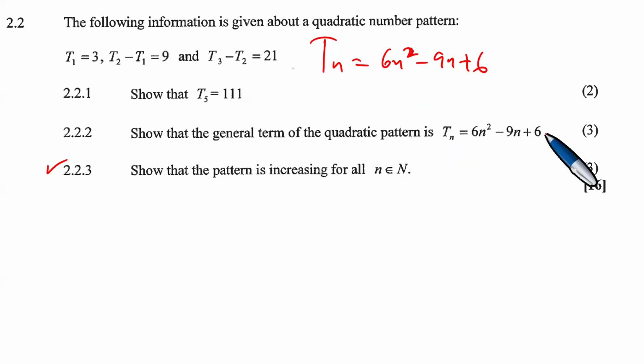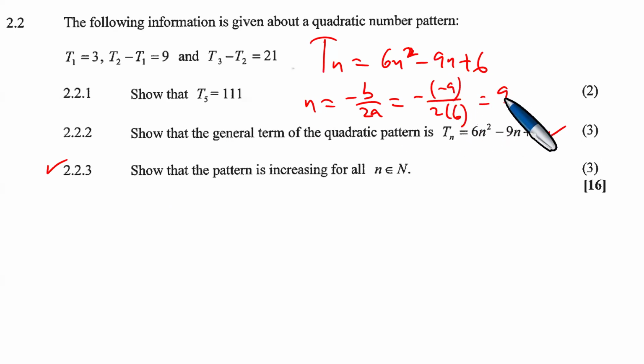Okay, if this is the general term, because we're to show that it is a general term, now we take note of the fact that our n is minus b over twice a, and minus b is minus 9 over twice a, which is 9 out of 12. What is 9 out of 12? Right, so 9 out of 12 is 3 out of 4. Okay, we always use this formula.